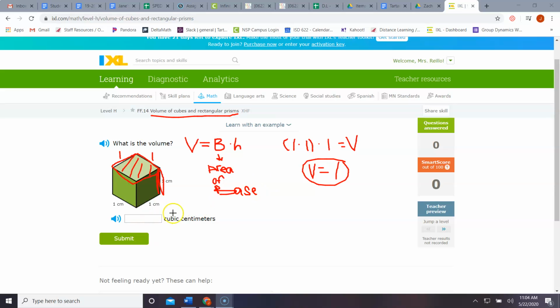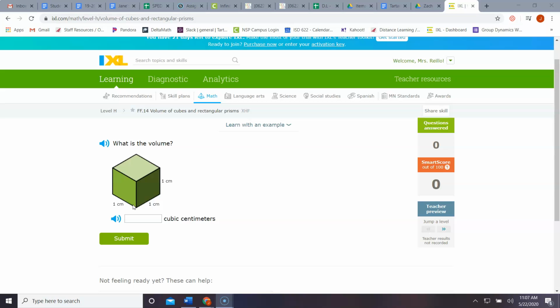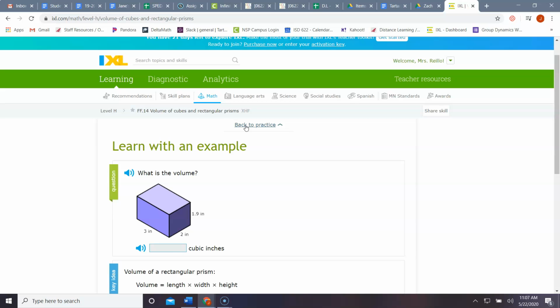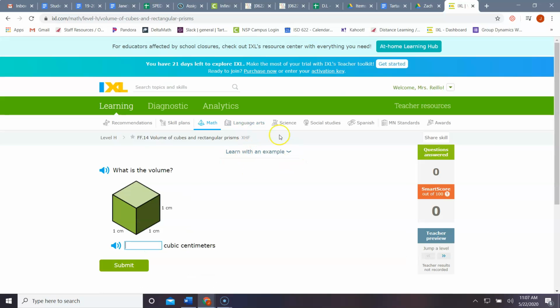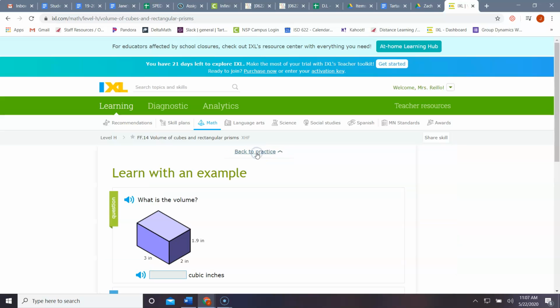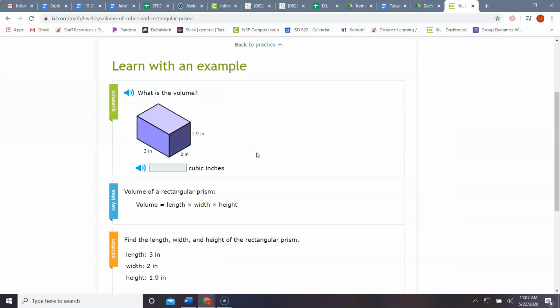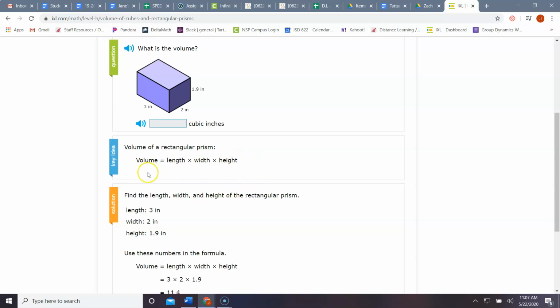Before I enter this, I want to walk through and show you how they explain it in the example. Remember, you can always, on the very first one, click Learn with an Example, and it'll walk you through what you need to know to do this skill. So here, the way they explain it is length times width times height, and in this one we are looking at a prism.